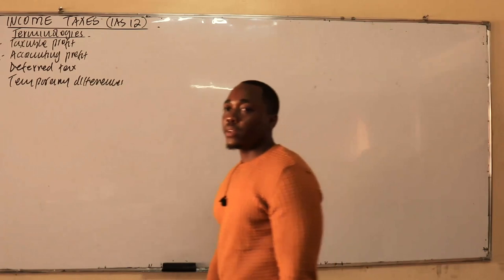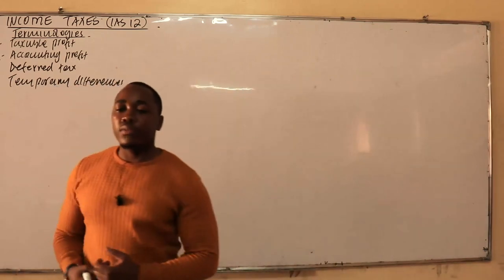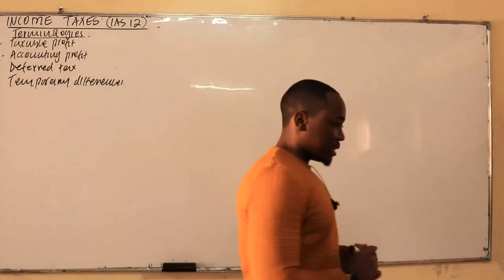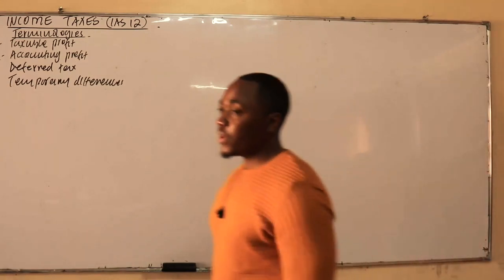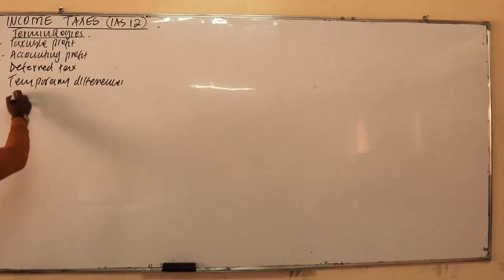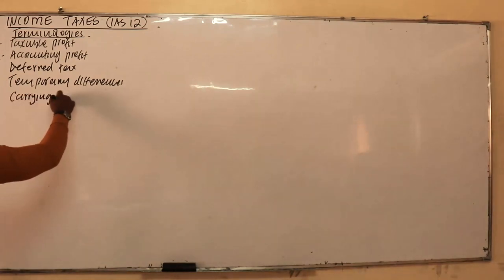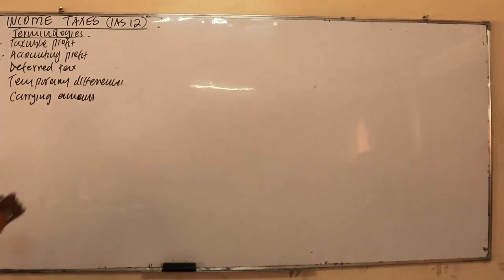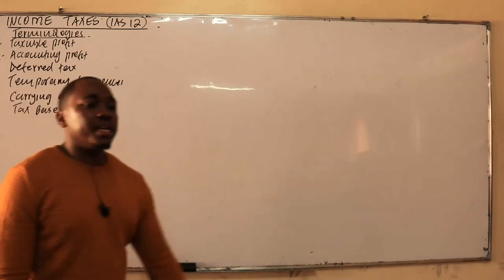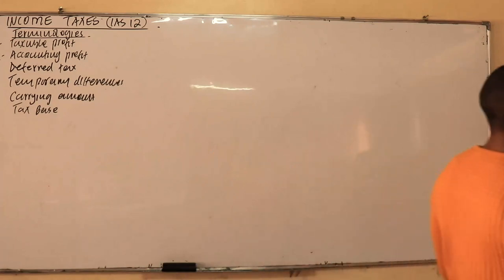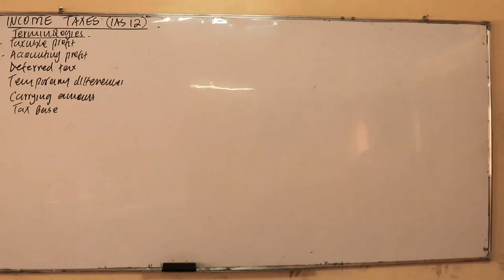Let's define temporary differences. That's terminology number four. Temporary differences. This is the difference between the current amount and the tax base of an item. That's the temporary difference.